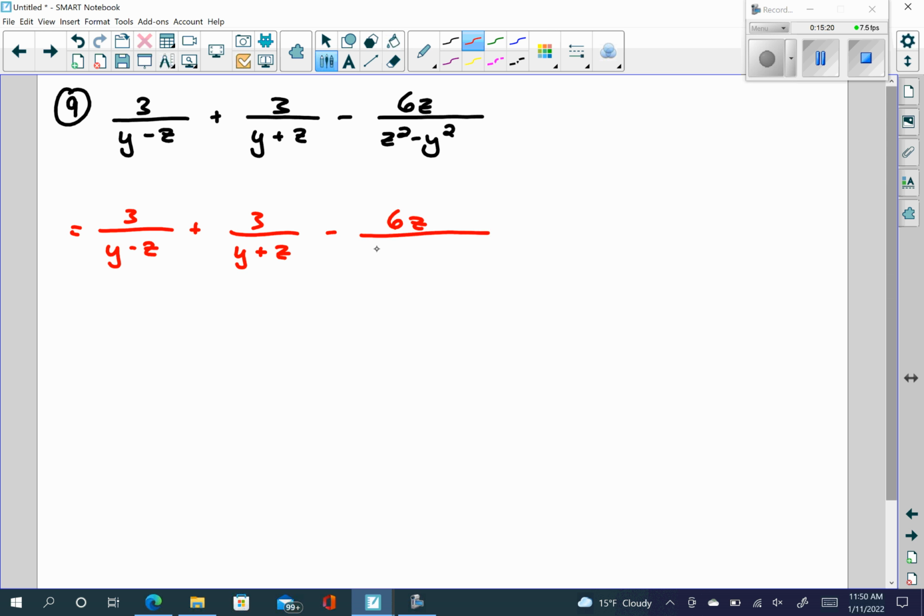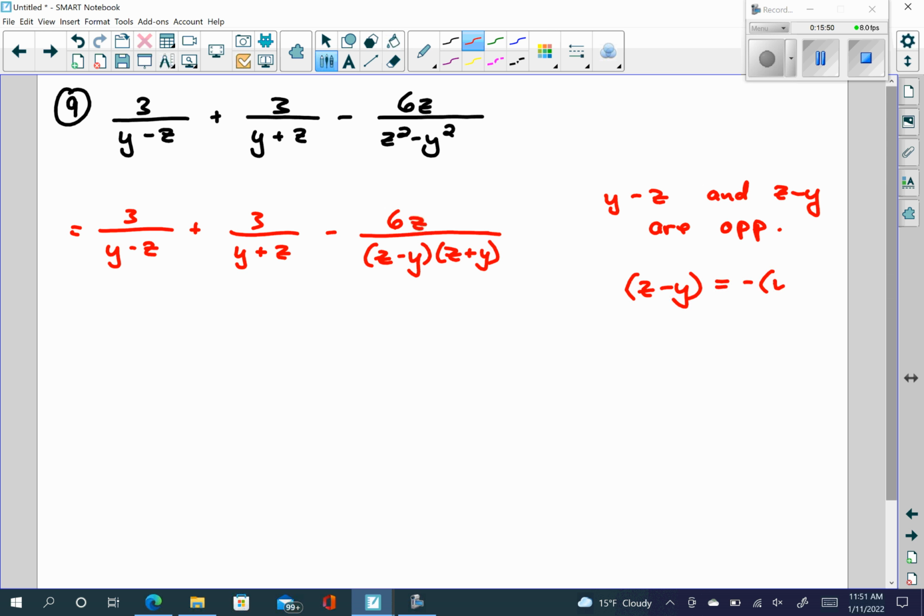And z squared minus y squared, that's a difference of squares. That's going to factor into a z minus y and a z plus y. So there's a couple ways we could work this out. Notice y minus z and then the z minus y are opposites. So we have our choice of what we want to change. I think it might be easier to change this last one here. So we're going to say z minus y is the opposite of y minus z. So that's what I want to fill in its place. So we're going to have 3 over y minus z plus 3 over y plus z.